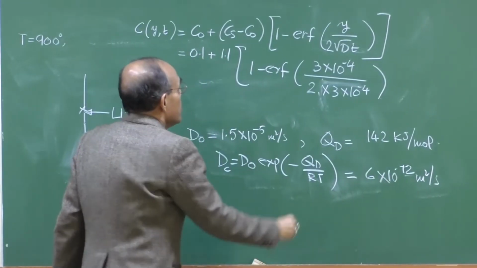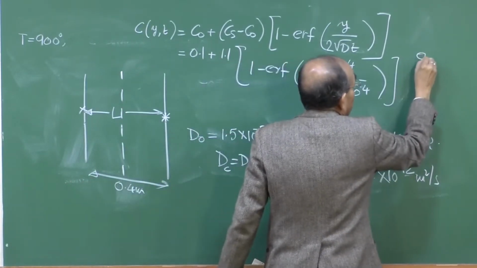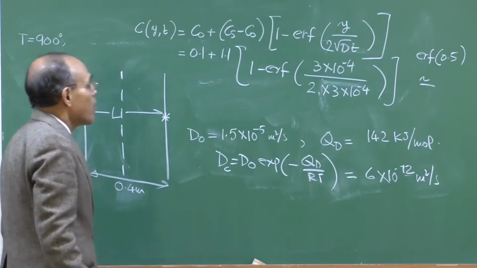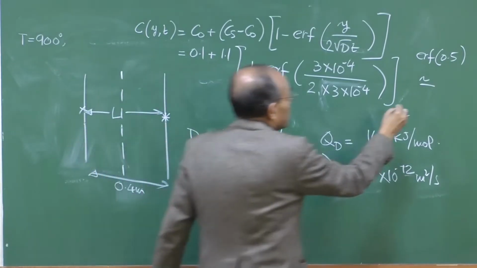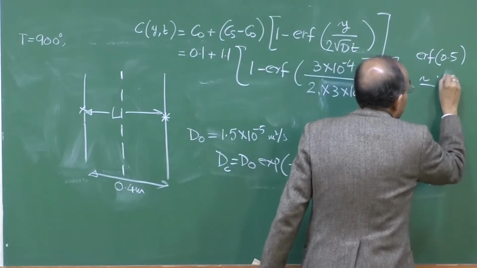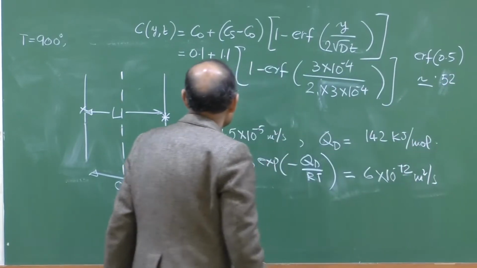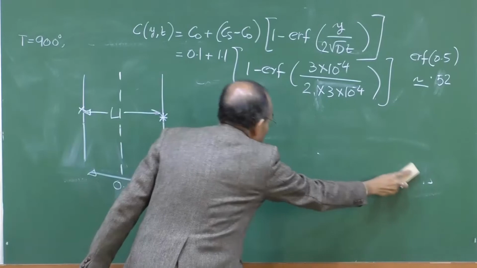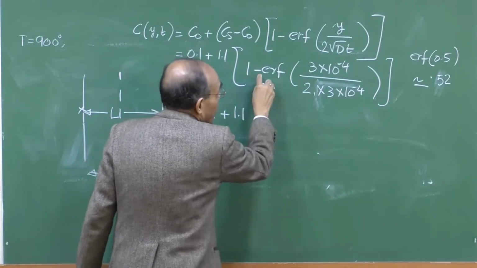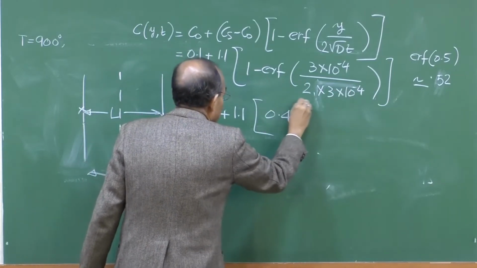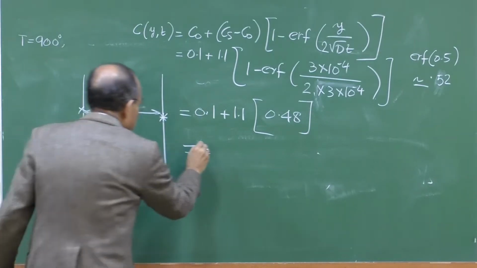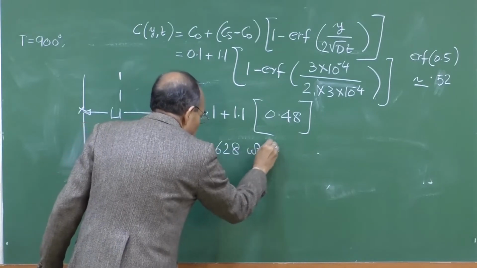So, this value is actually error function of 0.5. So, that is what it is, error function of 0.5, and this one can get from the table, okay, error function tables are available, and then you can say this is approximately 0.5, or more specifically I would say this is 0.52 or so on. So, therefore, we can say that the value will come out to be 0.1 plus 1.1 multiplied by 1 minus 0.52 is 0.48, and the answer in this particular case is 0.628 percentage.